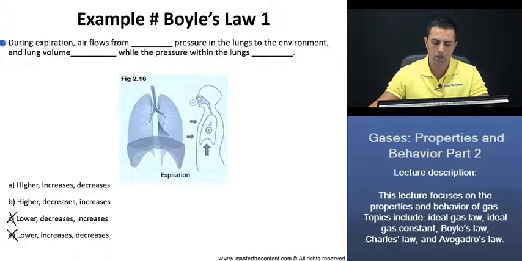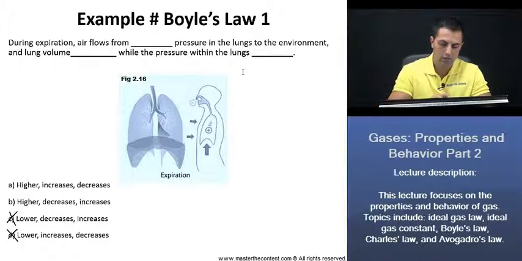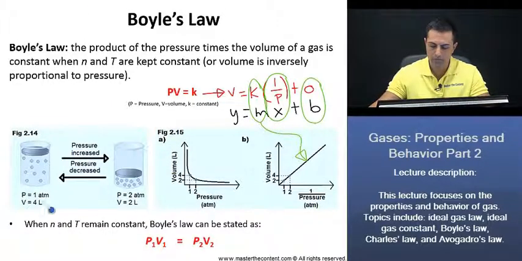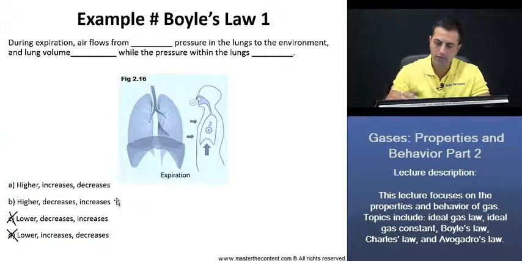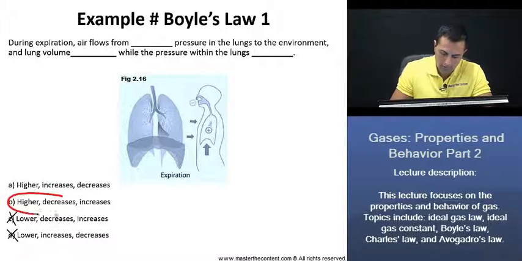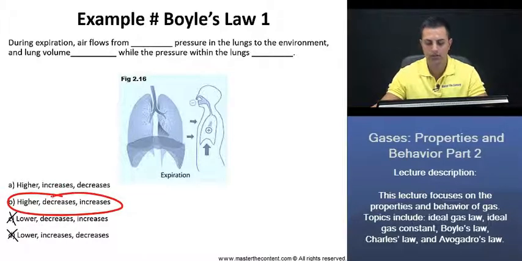Now if we look at the next two spaces, we see it goes increases, decreases, or decreases, increases. Now let's read our question here one more time. During expiration, air flows from higher pressure in the lungs to the environment and lung volume increases or decreases while the pressure within the lungs increases or decreases. During expiration, the lung volume is going to decrease, while the pressure within the lungs increases, and that follows as we had stated from Boyle's law, right? We see here as volume decreased, the pressure increased, right? Thus, we can confidently then say that B is going to be our answer as such. Great, let's now move on to our next question.